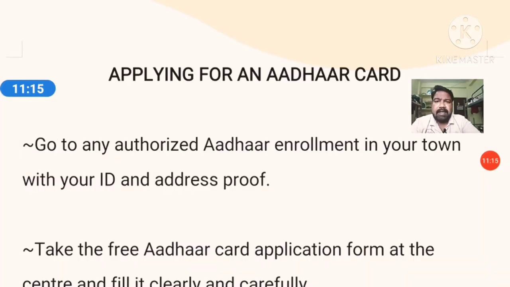Okay, that was the process that we understood. Now let us see the process of applying for an Aadhaar card. Okay, now let us see the process directly.